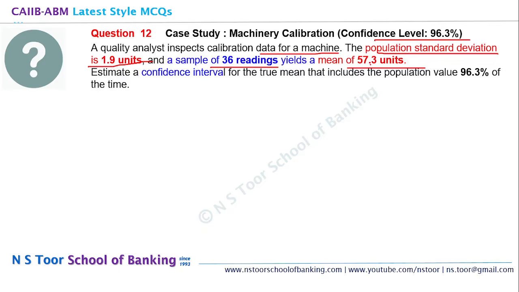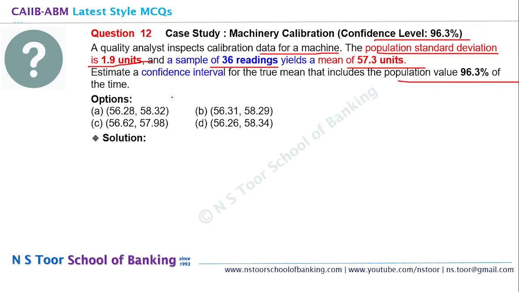What is the mean? What is the average? 57.3 units for the sample, so the sample mean is 57.3. So estimate a confidence interval for the true mean that includes the population value of 96.3 of the time. We have to calculate the confidence interval by considering the population value of 96.3.